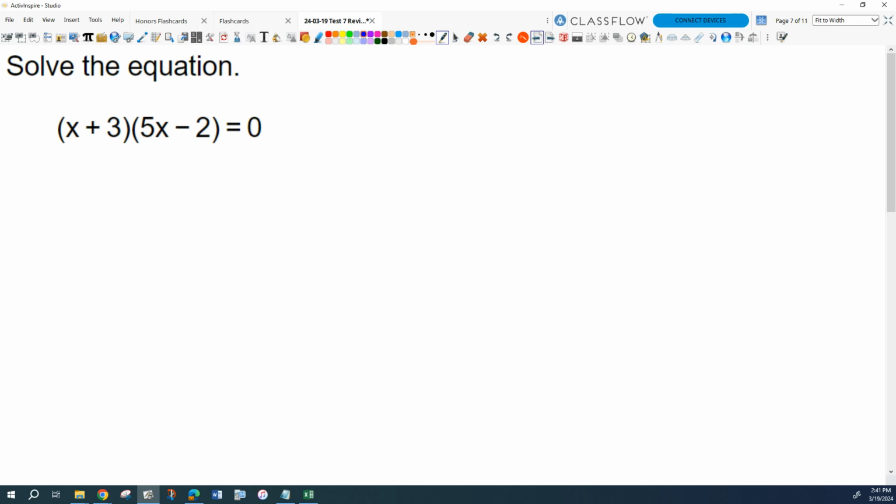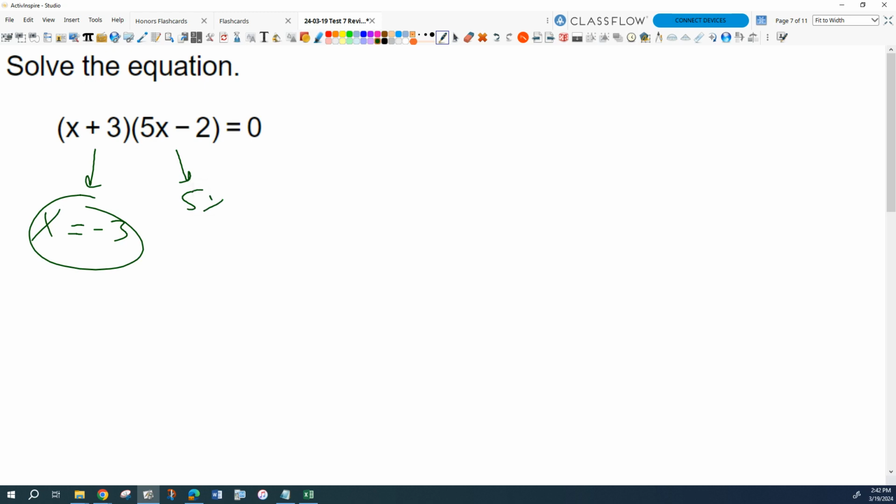It's already factored, right? Already factored. Don't multiply it out or anything. It's practically done. What's the only way that I could get these two factors to multiply to 0? Well, what value would x have to be to make that one 0 so I could multiply by 0? Negative 3.